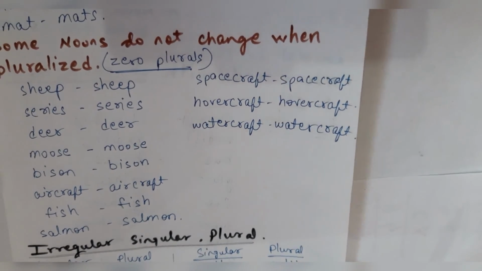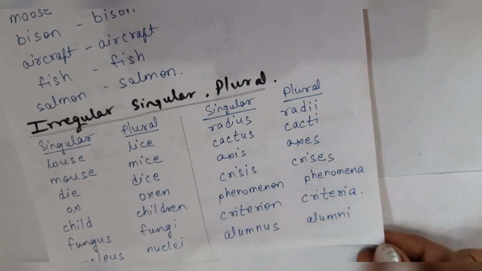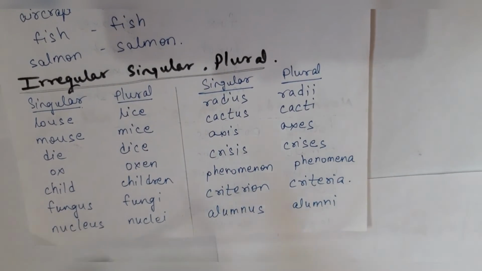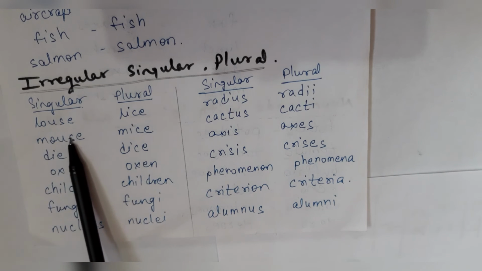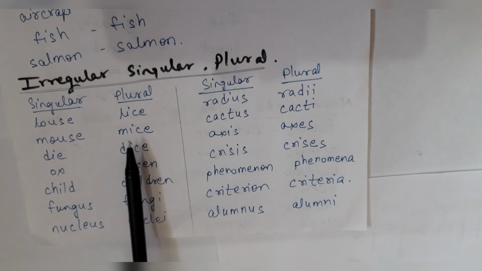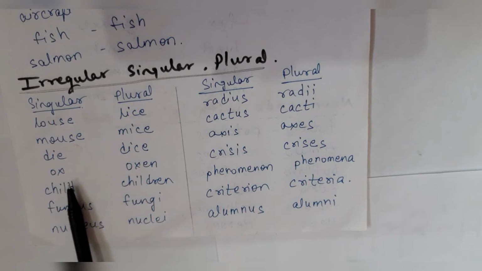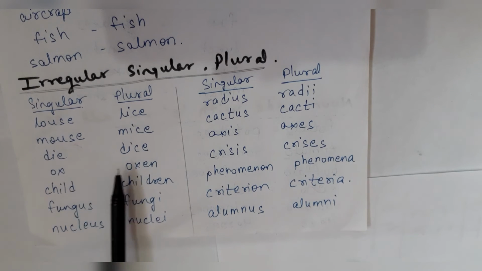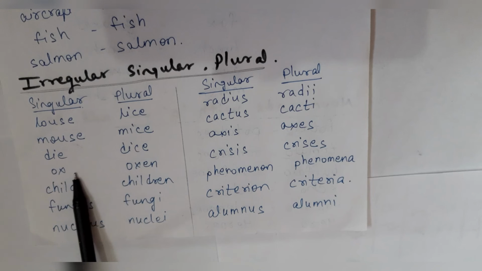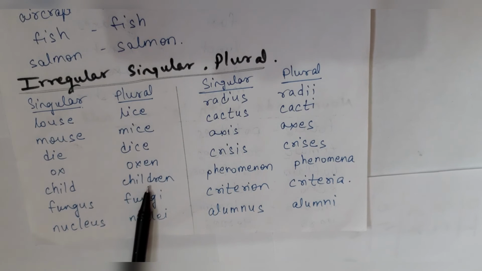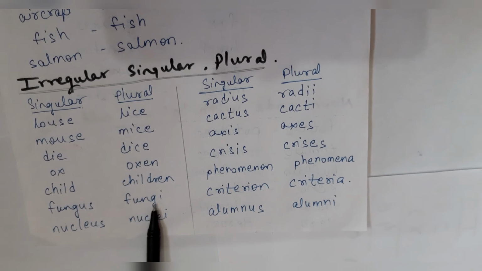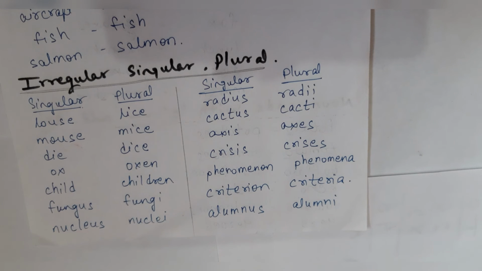Okay. Now, there are some irregular singular and plural nouns. We will have to know them as they are. There are no such rules for them; they are just different. Louse, lice. Mouse, mice. Die, dice. Ox, oxen. This is very different: ox, oxen. We are not using S or VES like that. Child, one child, and more children we call children. Fungus, fungi. Nucleus, nuclei. They don't have any such rules and they are like that only.